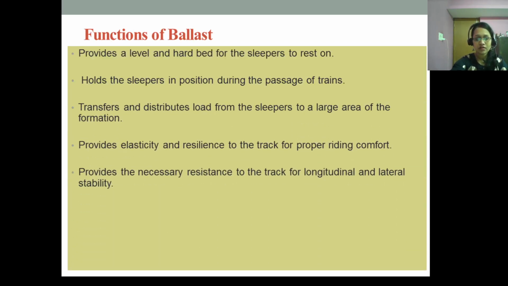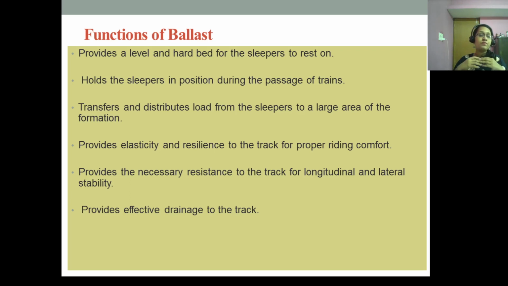So it transfers the load from the sleepers to the subgrade and then distributes it uniformly over a larger area of the formation. Ballast holds the sleepers in position and prevents the lateral and longitudinal movement due to dynamic loads and the vibrations of the moving trains. It also imparts some degree of elasticity to the track. It will provide an easy means of maintaining the correct levels of the two lines of a track.